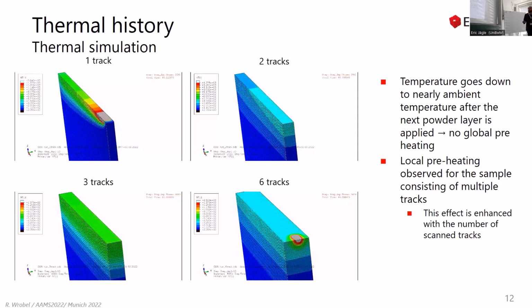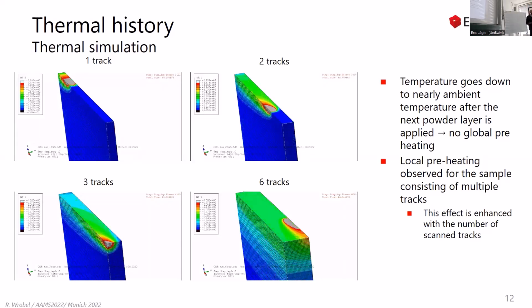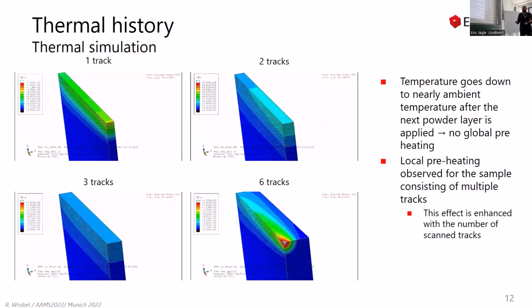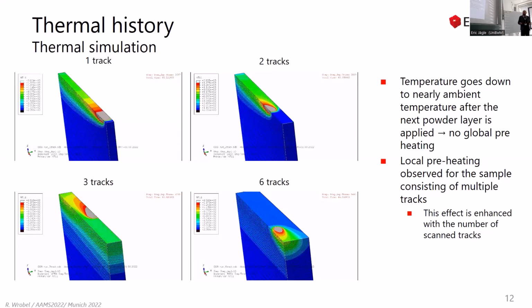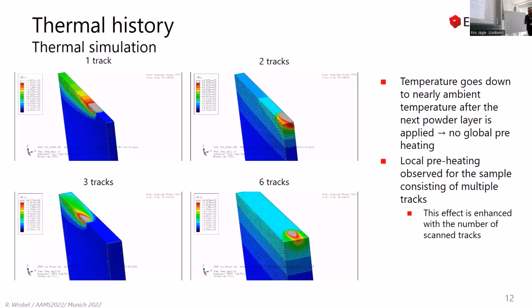And this effect is even more enhanced when we are printing thicker samples. So out of this we can explain that we are entering this deeper melting mode in the thicker walls, because we have local preheating that also affects the recoil pressure, and we are simply creating this transition mode to nearly keyhole.